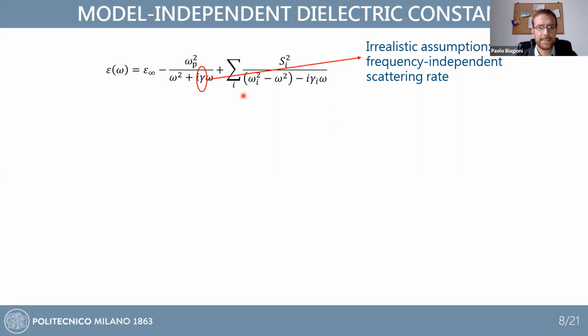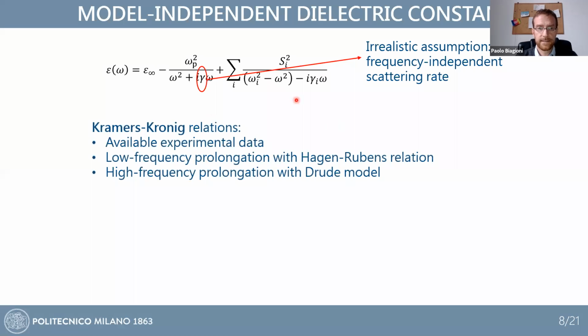So one can take another approach, which is model independent, by exploiting Kramers-Kronig relations. So directly playing with the reflectivity data and extracting, without any a priori assumption on the model, the dielectric constant. In order to do so, we have to prolong our data from 0 to infinity in order to perform the proper integrations.